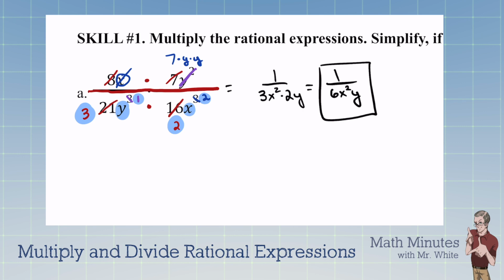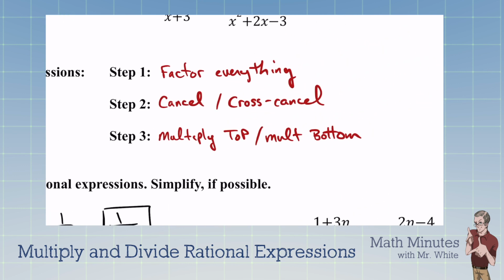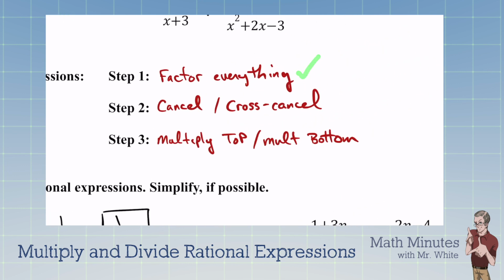Do you notice how I did not write 56, right? And I didn't grab my calculator and multiply 21 times 16 and get a giant number and then have to reduce it. That would have taken a long time. This is much more efficient if you cancel things at the beginning, and then do your multiplication. So let me go back to the steps again. Factor everything, cancel and cross-cancel, and then at the very end, we multiply the tops, and then we multiply the bottoms.